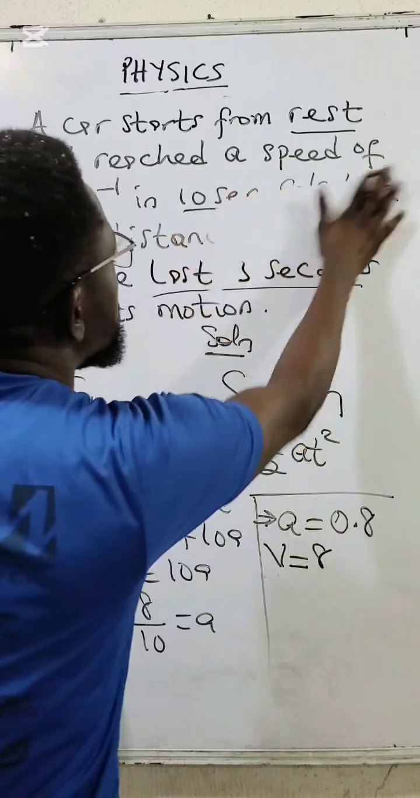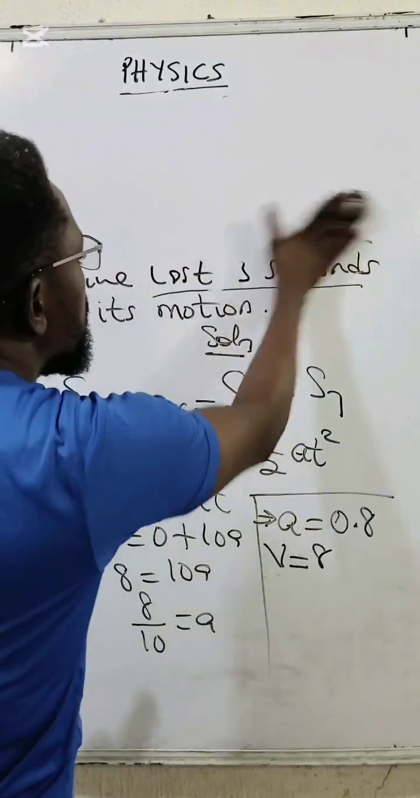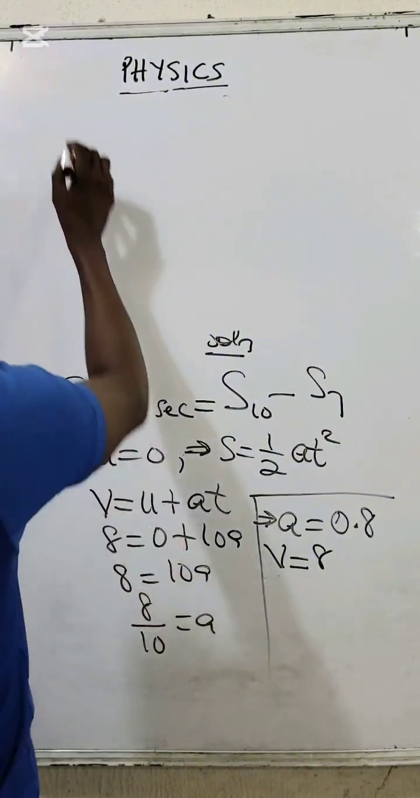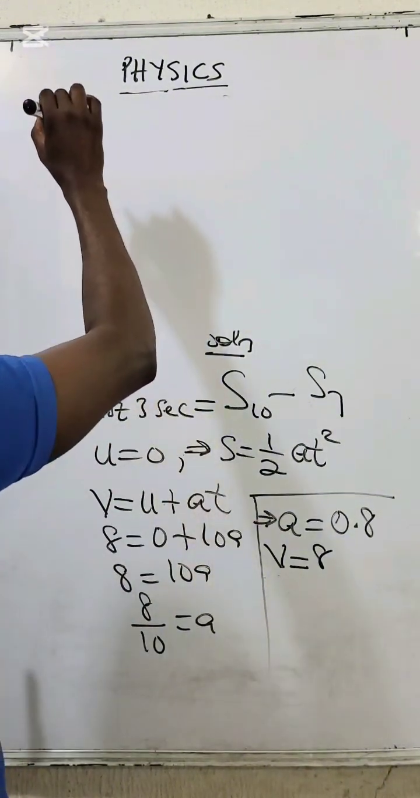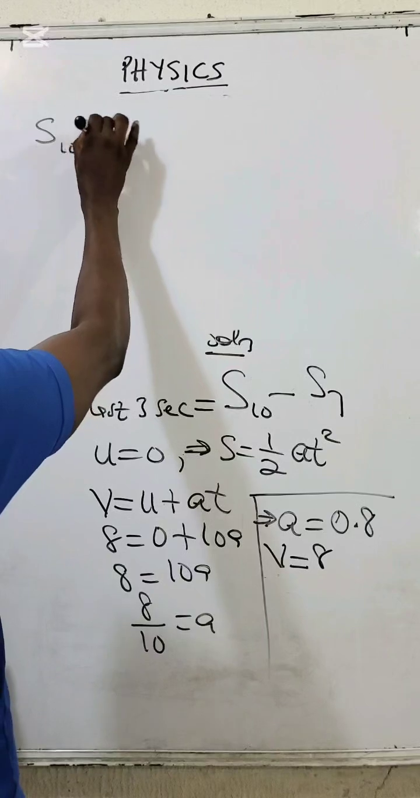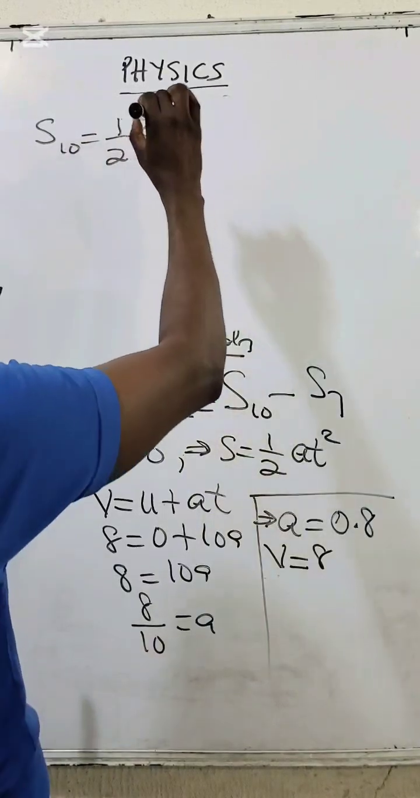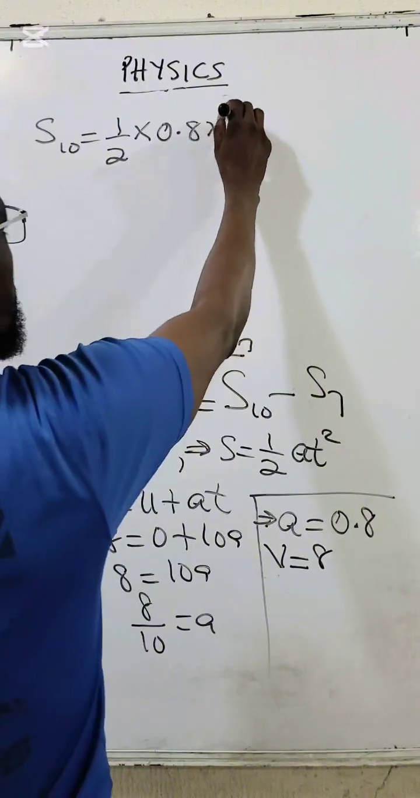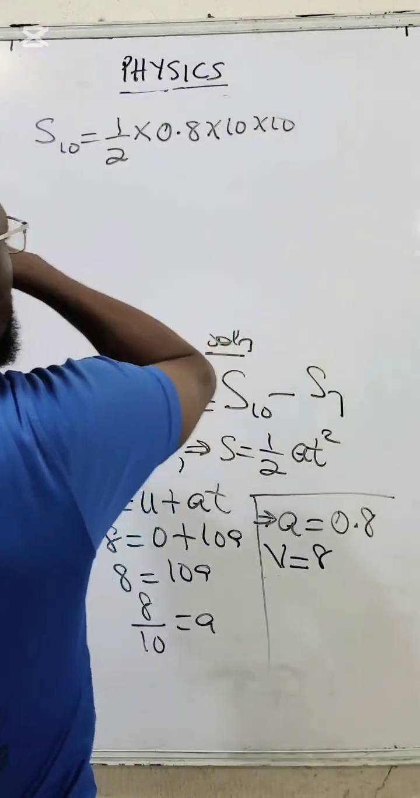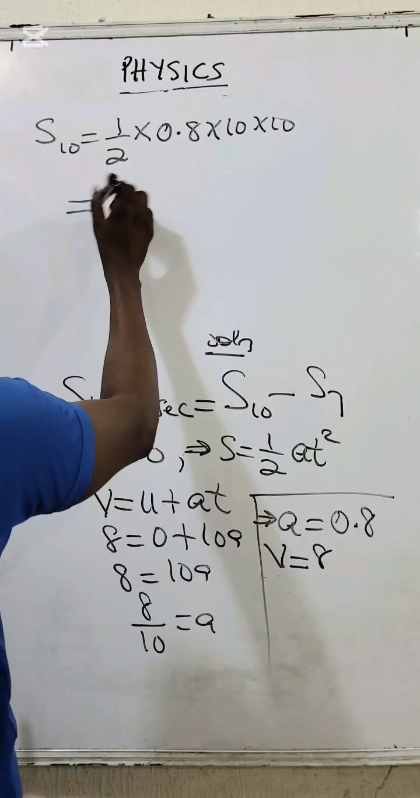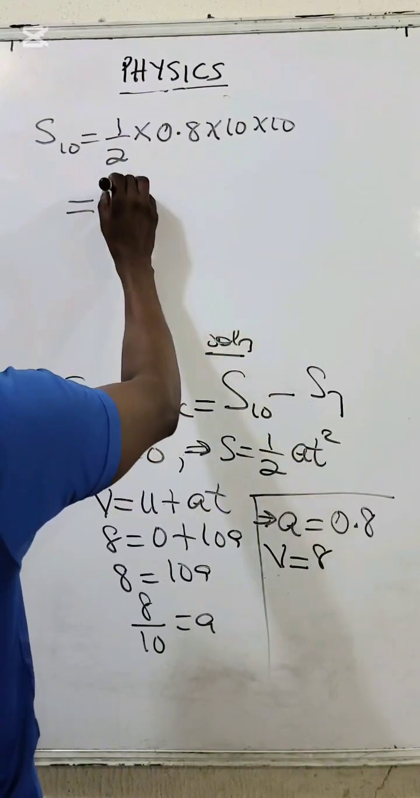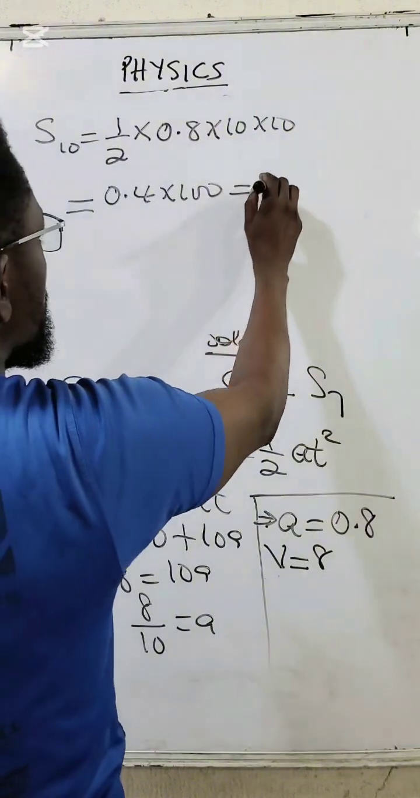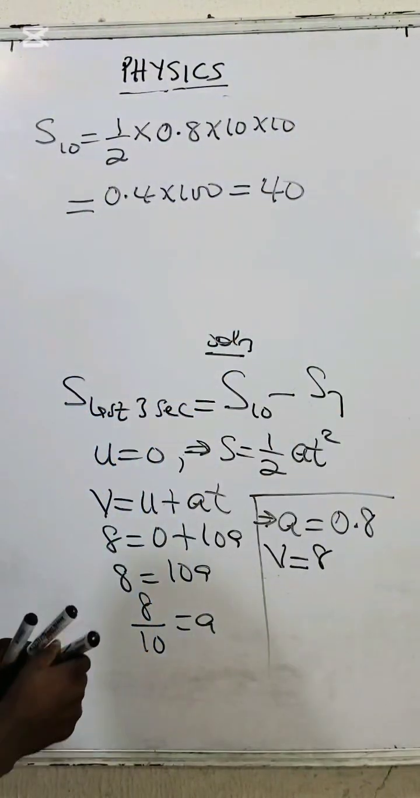The total time is 10. So now I'll calculate the distance covered in the first 10 seconds. That's half times a, which is 0.8, times t, which is 10 squared. So this one will give us 0.4 times 100, which gives us 40.